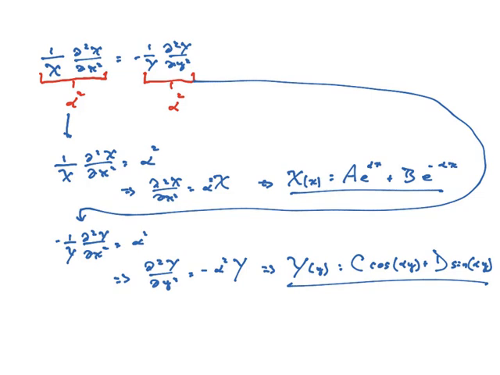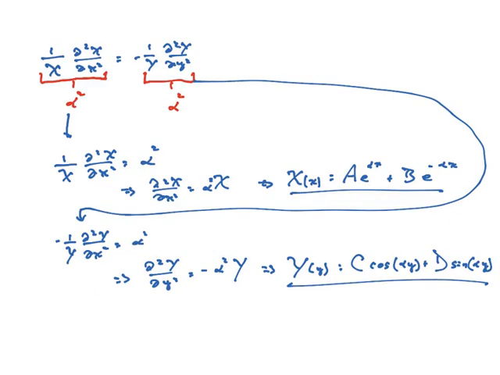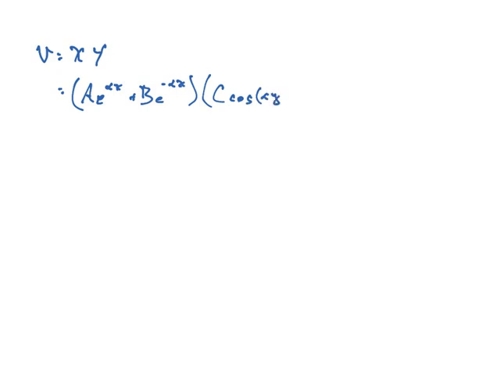All right, well, now that I have those two, I look back at the assumption I made, which was that the actual potential, the thing I want, is just X times Y. So V, which is X times Y, is equal to a e to the alpha x plus b e to the minus alpha x, times c cosine alpha y plus d sine alpha y.